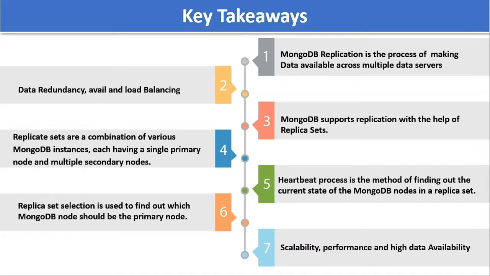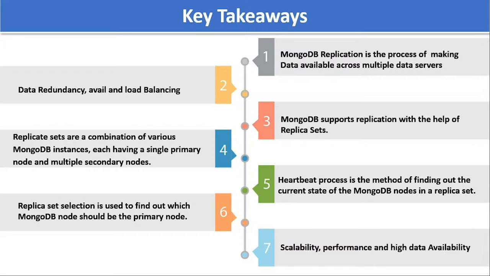As discussed, replica sets are a combination of various MongoDB instances, each having a single primary node and multiple secondary nodes. This process works on a keyword called the heartbeat mechanism, which is a method of finding out the current state of the MongoDB node in a replica set. The heartbeat signal verifies whether the data is being generated in the primary node and is further replicated into the secondary node. So replica set election is used to find out which MongoDB node should be the primary node.